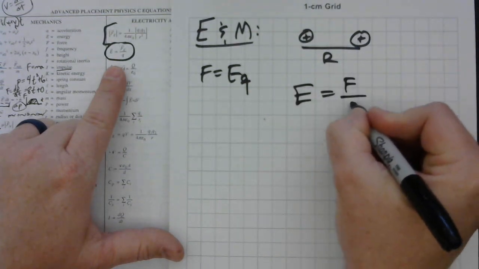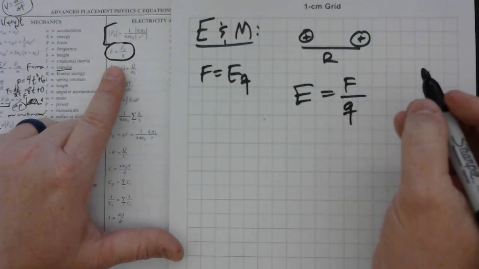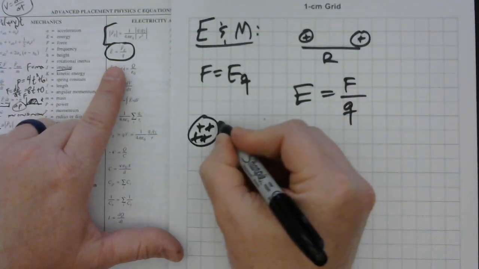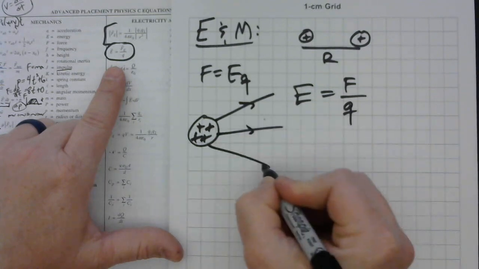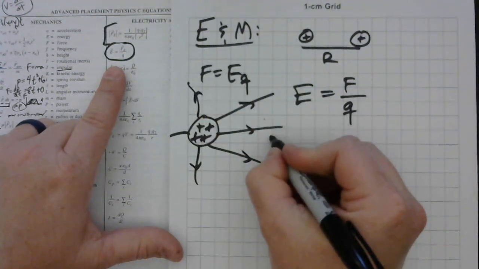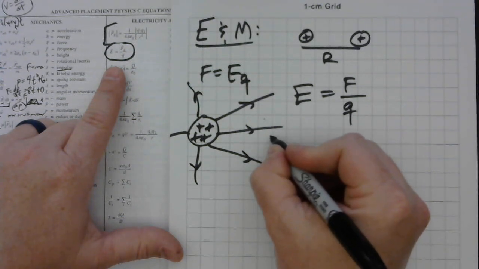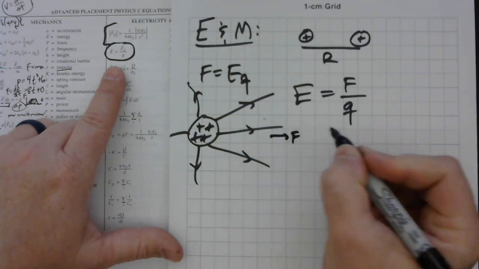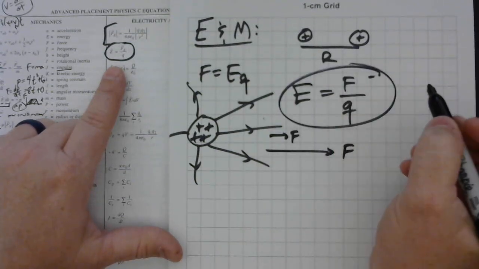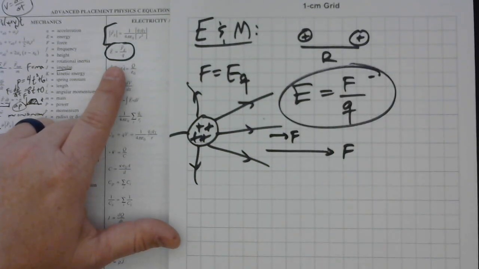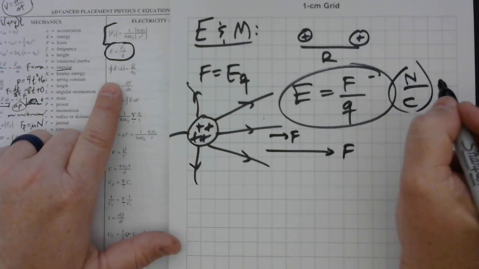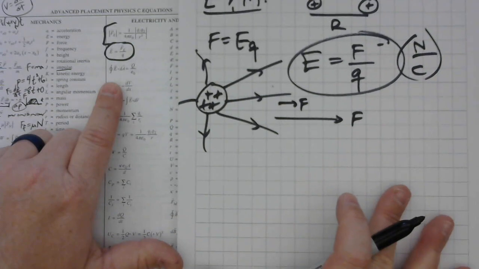An electric field is a force per charge. In other words, let's say I had a charged object, it would be creating this electric field around it. And if I were to put a charge there, let's say it's a positive charge, it would feel a force. If I would put a stronger charge there, it would feel a bigger force. But the electric field defines that force interaction. Units are going to be newtons per coulomb. All right, let's keep going.